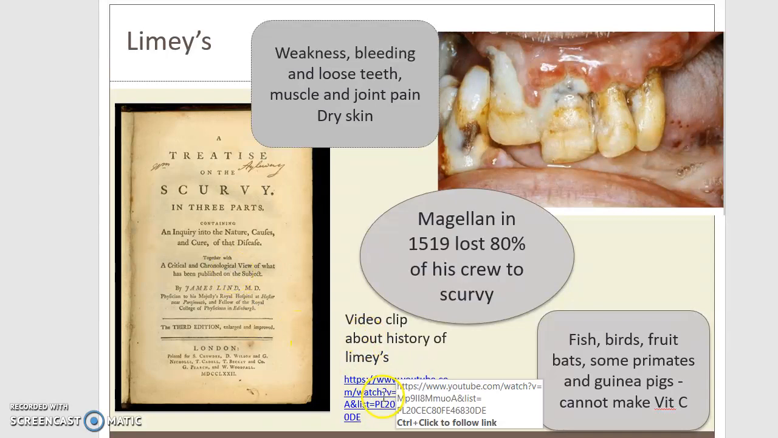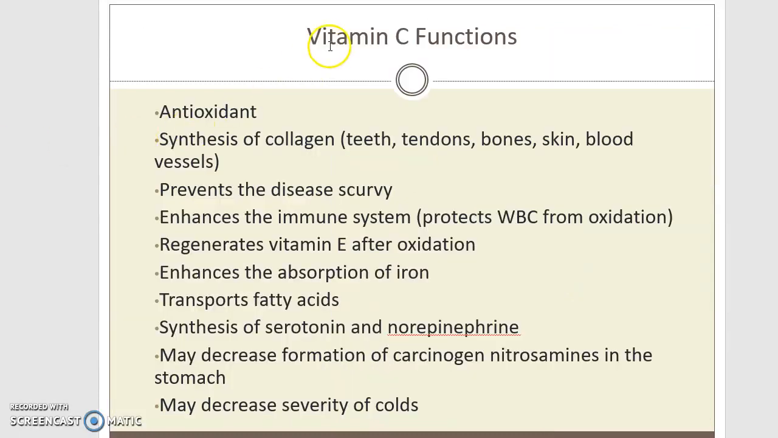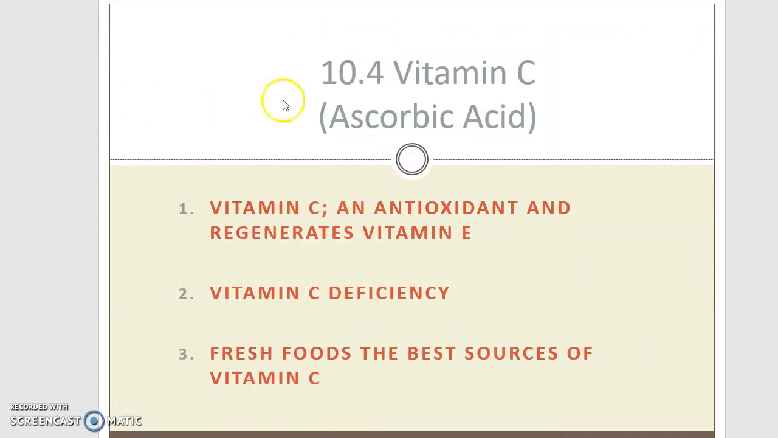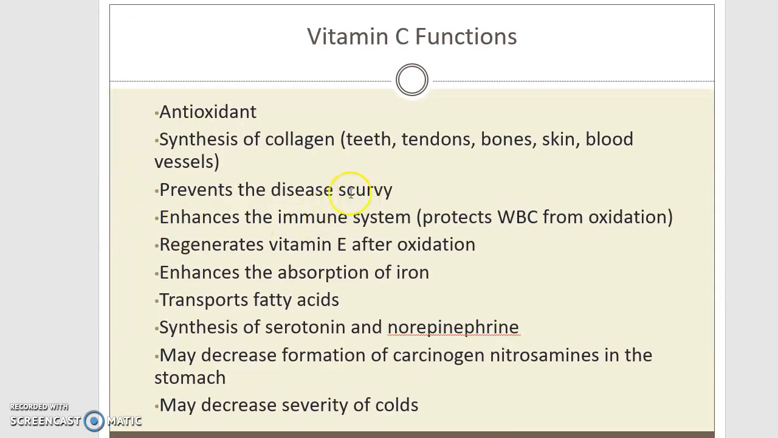And you'll read, if you want to watch these videos, it explains a little about how hard it was for him to prove that vitamin C really was the cause of scurvy. And even the words vitamin C, the ascorbic, that means against scurvy. So this whole word is trying to tell you that vitamin C will prevent scurvy.